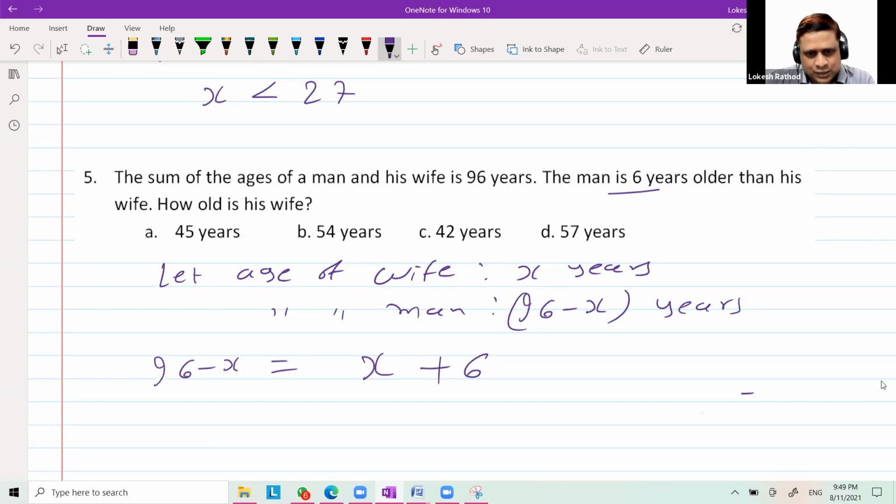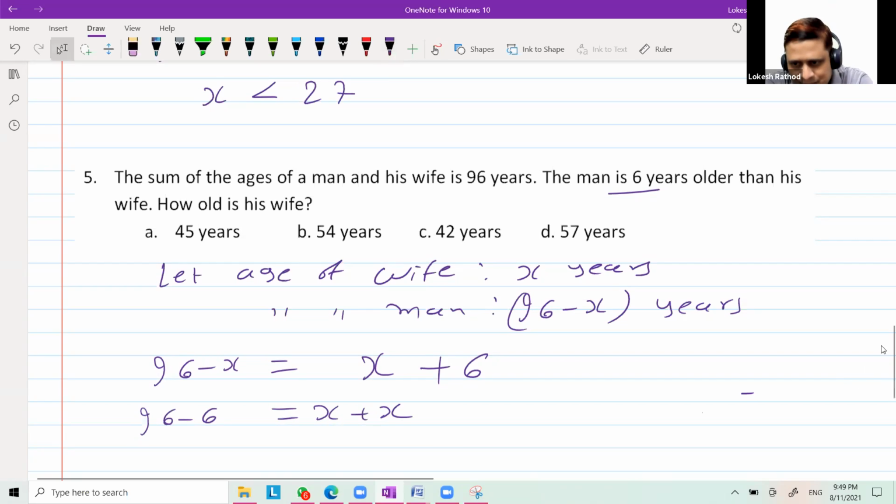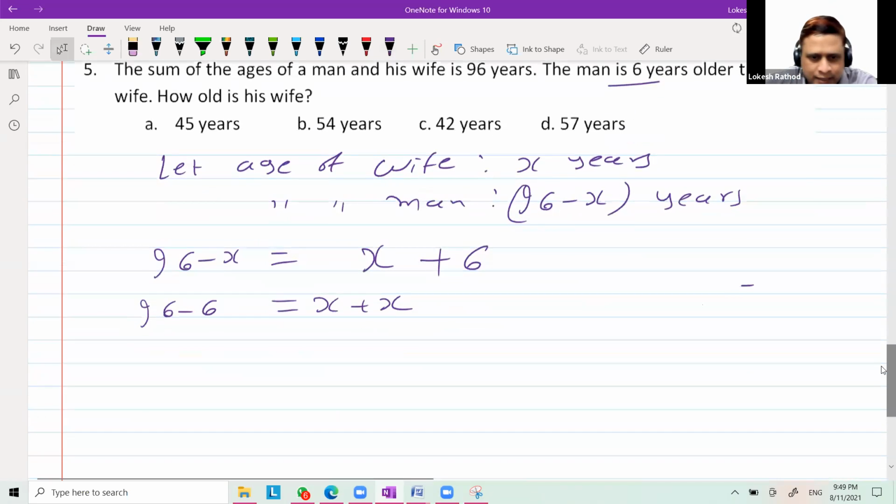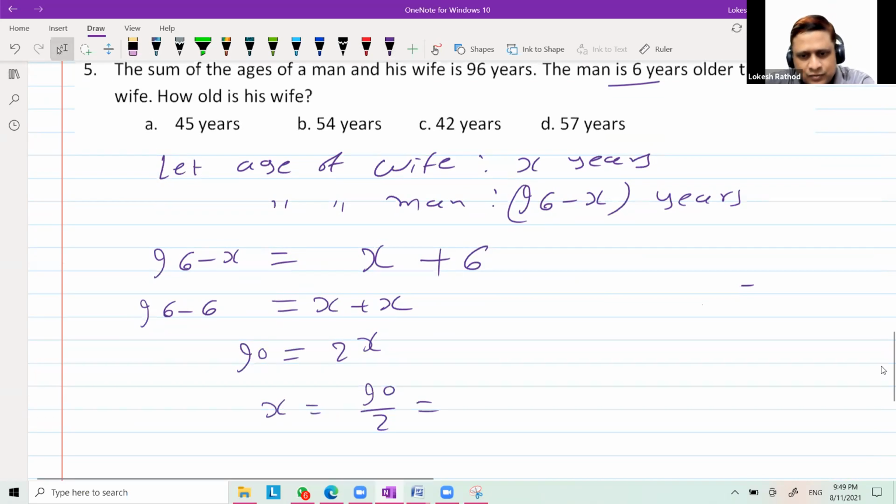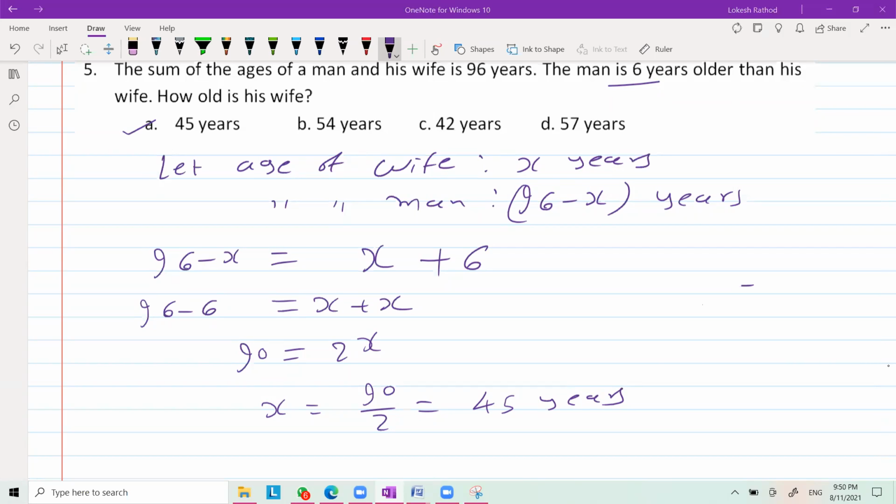So if I transpose X to one side and number to the other side, this is 96 minus 6. The 6 comes this side. Negative X goes that side. X plus X, correct? So what do I get? 2X, and that is equal to 90. So I'll get X equal to 90 over 2, which is 45 years. So here A will be the answer. Is this clear to all of you? Fine. Yes. Fine.